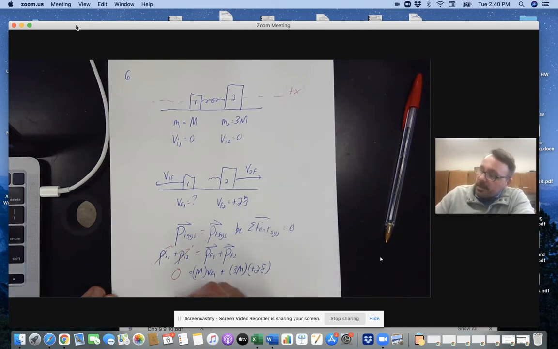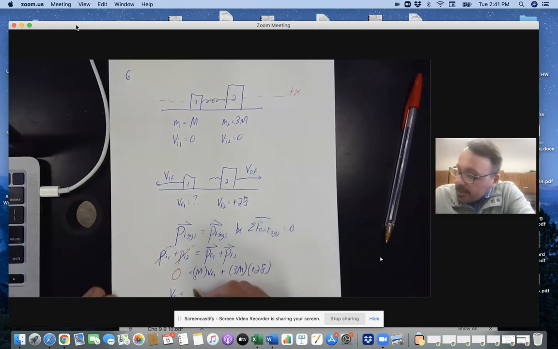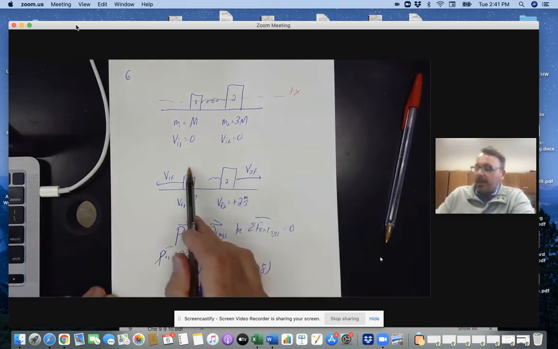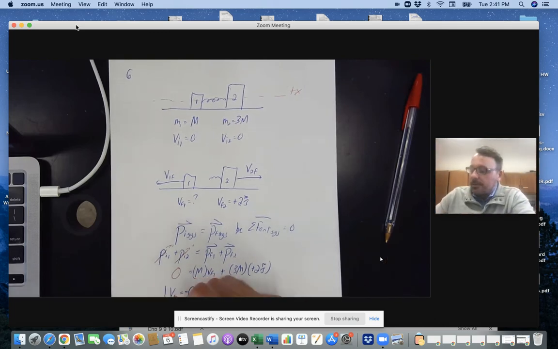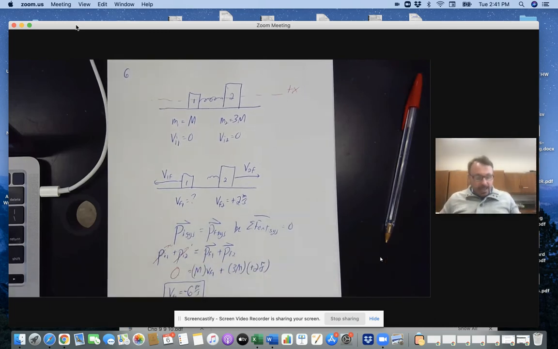So if I solve this, we would find out that VF1 is going to equal 6 meters per second, and it's going to be negative, and that should make sense because we know just physically it's going to go to the left, and our answer tells us it's going to go to the left. So that's the A part of that problem.